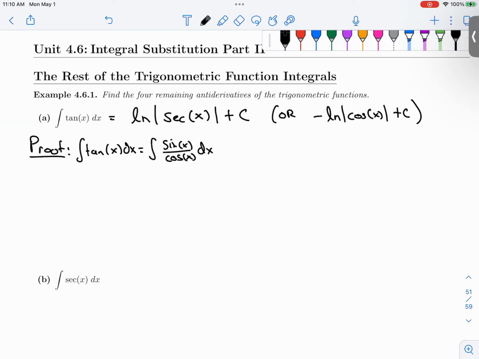Like, the typical convention is to write it as natural log of secant of x plus C, because then you don't have to deal with the negative sign. But negative ln of the absolute value of cosine of x plus C is how we get the formula.